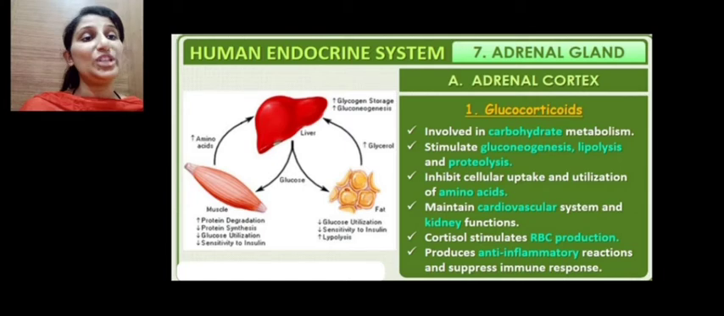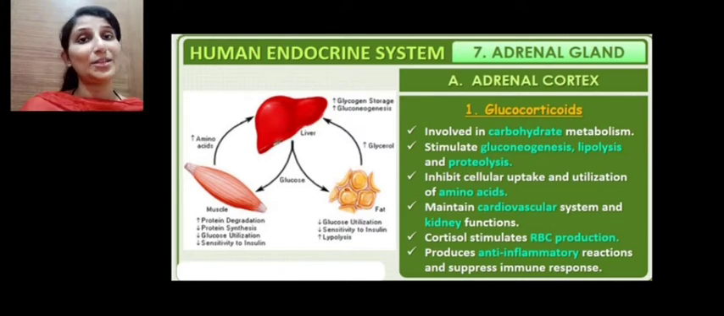Now what is this gluconeogenesis? Gluconeogenesis can be translated as production of new glucose. When glucose is produced from a non-carbohydrate carbon source, it is called gluconeogenesis. What are these non-carbohydrate sources? It can be lactate, glycerol. All these are non-carbohydrate sources. So when glucose is generated from such non-carbohydrate sources, it is called gluconeogenesis. So it is involved in carbohydrate metabolism by stimulating gluconeogenesis.